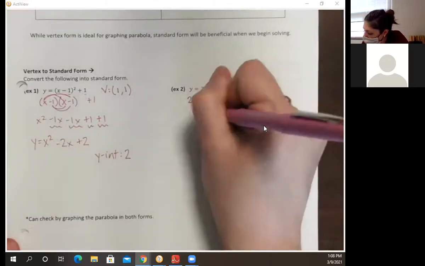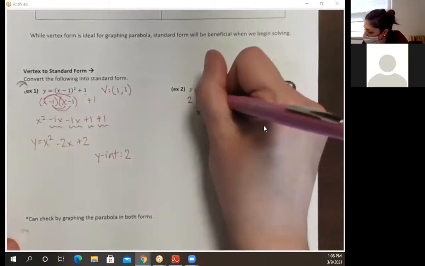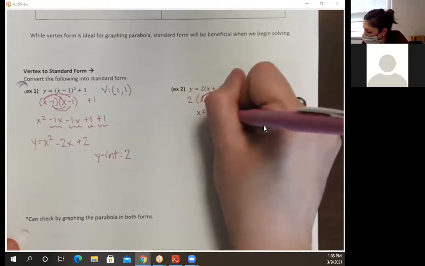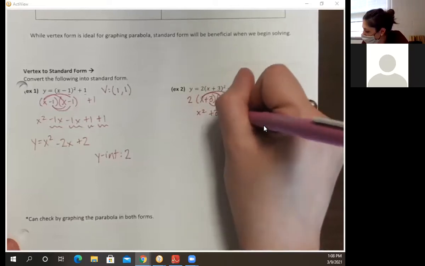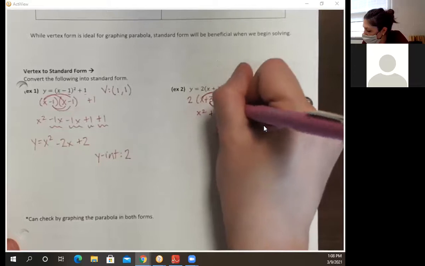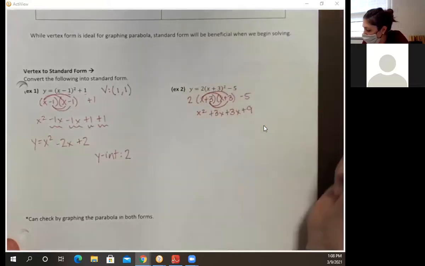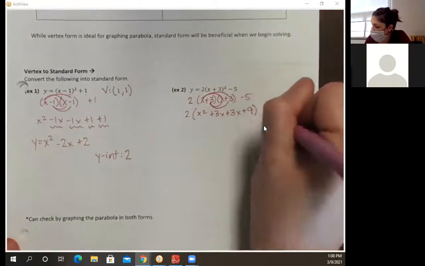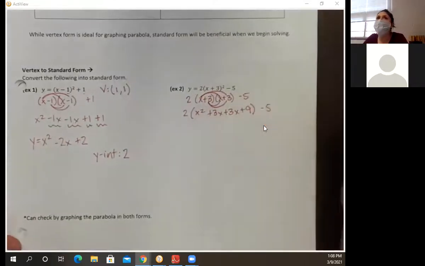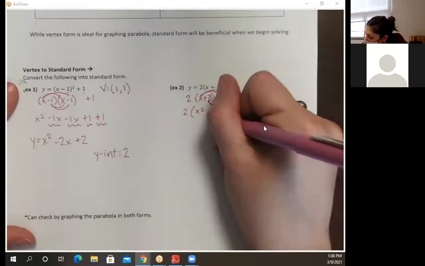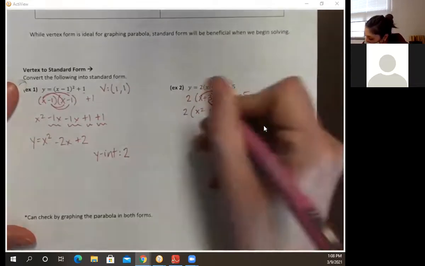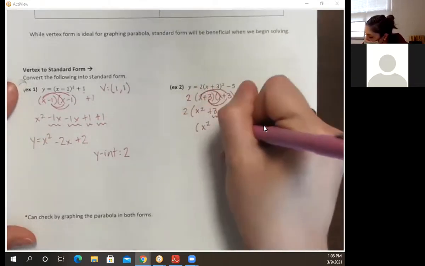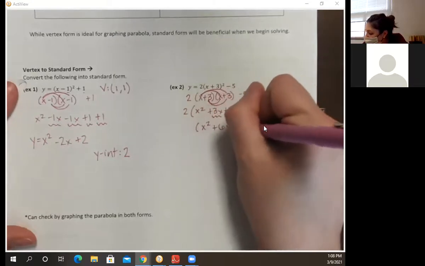So that gives me x squared plus 3x plus 3x plus 9. And remember, this all is still really in parentheses with that 2 in front, and we're subtracting 5 at the end. I'm going to go ahead and combine like terms here. So this would be x squared plus 6x plus 9.